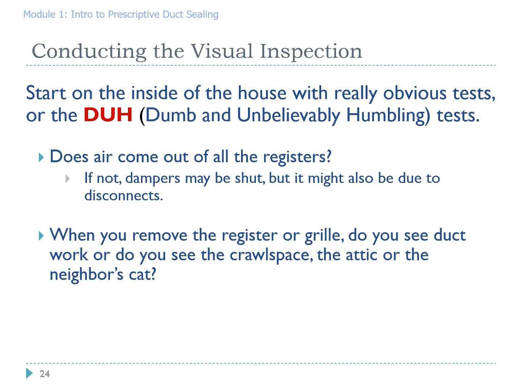And does air come out of all the registers? If it doesn't, there might be a damper that is shut. And if they never knew it was shut and you open it, you get to play the role of the hero. It might also be due to a disconnect. Another really simple test is when you remove the register or grill, do you see ductwork or do you just see the crawl space, the attic, or perhaps even the neighbor's cat?